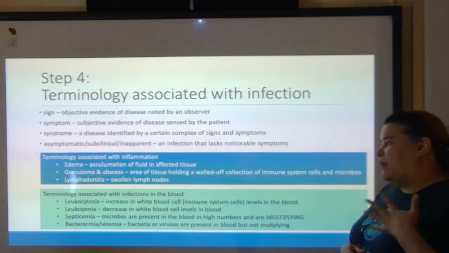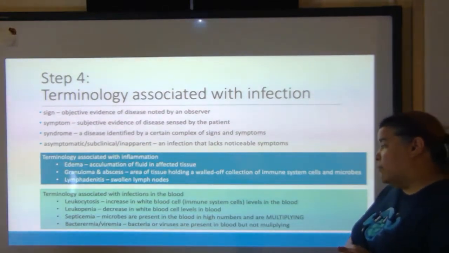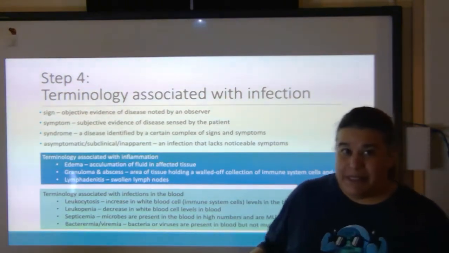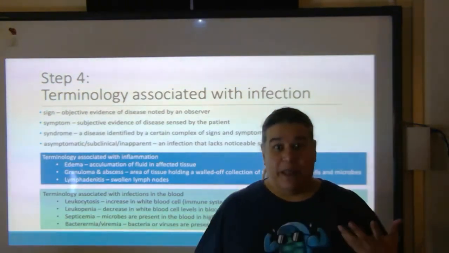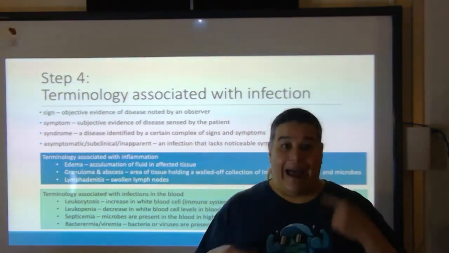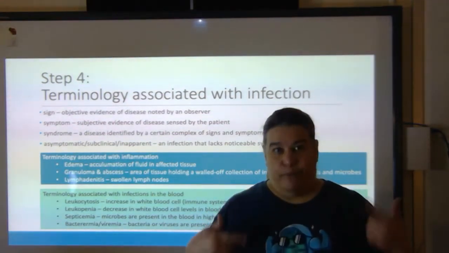Septicemia, you've got microbes present in the blood in high numbers and they are multiplying. So remember we talked about sepsis and I said it's an infection in the blood. You've got bacteria that are there, but they're not just there, they're actually replicating.